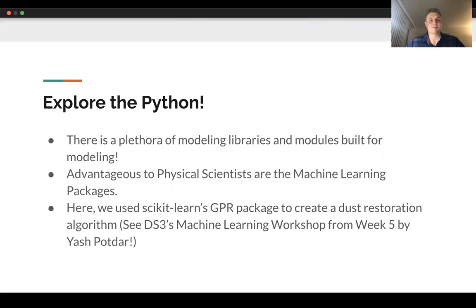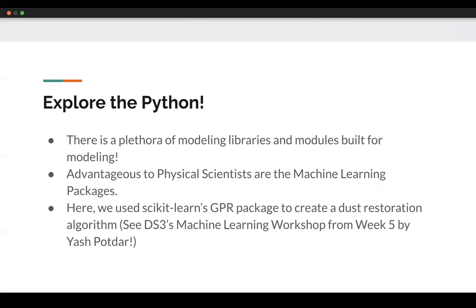Getting into exploring Python more, there's a plethora of modeling libraries and modules built for modeling, in particular what we were trying to do. Advantageous to physical scientists, especially, are the machine learning packages, as well as whether you're trying to predict whether your goods will sell well on a certain market and bring in the profit you want, right? You want to teach the machine how to better inform your company or your research or the government, wherever you decide to work and wherever you're going to bring your intuition from.